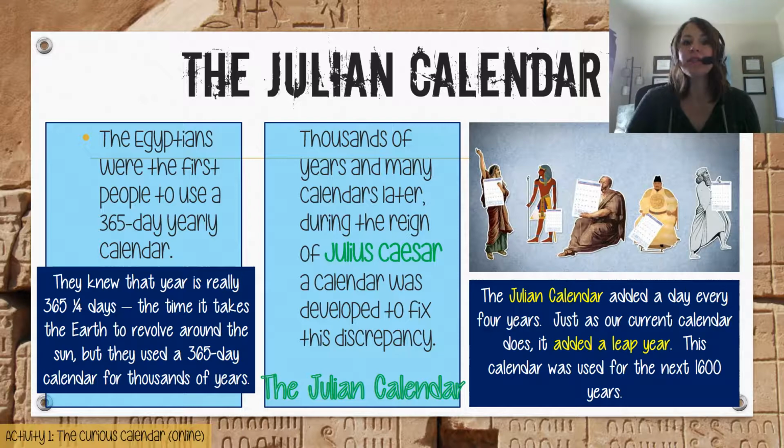So thousands of years and many calendars later, during the reign of Julius Caesar, a calendar was developed to fix this discrepancy, and so that became known as the Julian calendar. The Julian calendar added a day every 4 years. Just as our current calendar does, it added a leap year. And so this calendar was used for the next 1600 years.